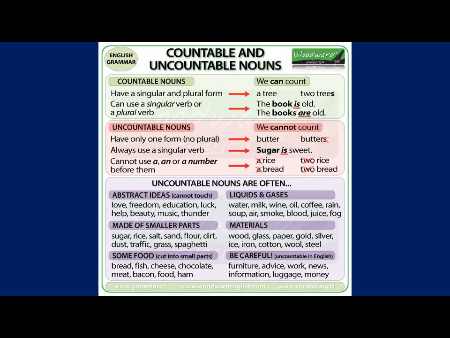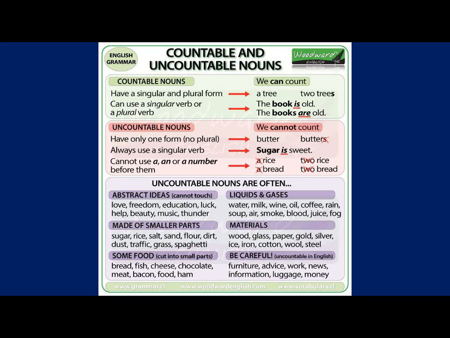If you look at the chart that's on your screen, a noun, of course, is a person, place, thing, or idea. A countable noun is a person, place, thing, or idea that we can count. A tree, one tree, two trees. We can count it. Looking at one camera, two cameras, three cameras. We can count it. That's a countable noun.